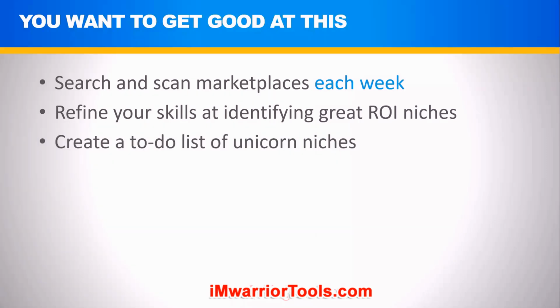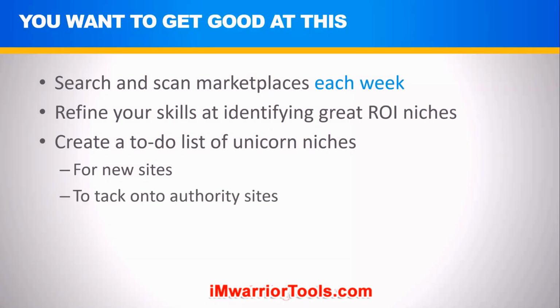Create a to-do list of unicorn niches. And what you're going to use this to-do list for is for new websites. So perhaps this niche that I found, I'm going to deploy that on a brand new website, or perhaps I'm going to add that onto an existing authority site. Remember, just because you already have a website deployed in a certain niche doesn't mean you wouldn't find a sub niche that's great to cover for that particular niche.